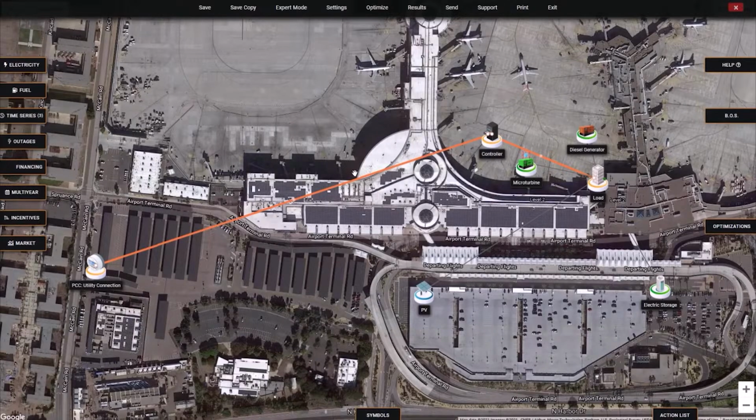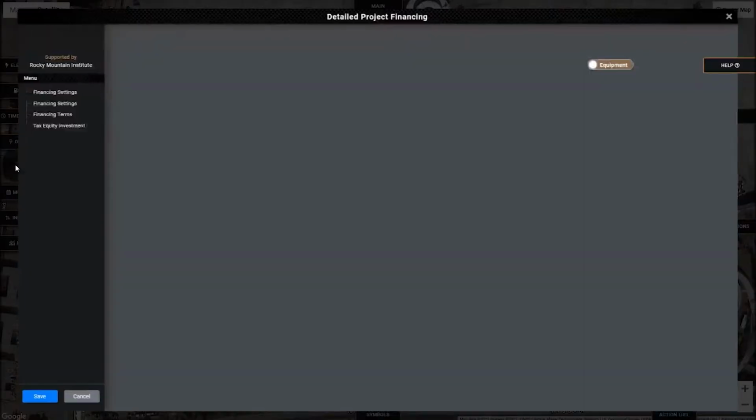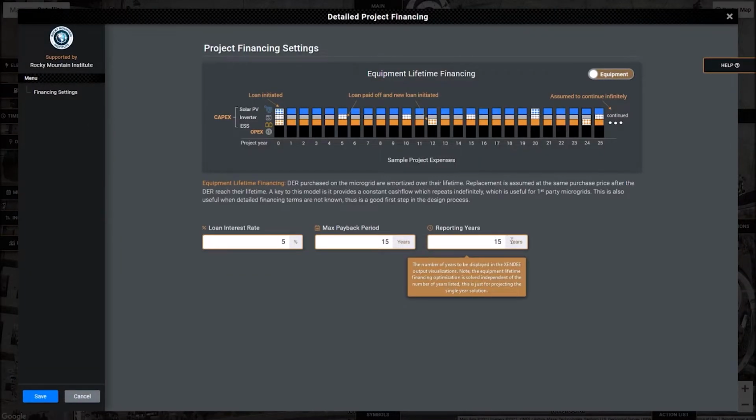What we're looking at now is Xendee's conceptual designer, which allows users to place technologies of interest directly on a satellite map of the actual site location. With a basic design of the microgrid laid out, all we'll need to do is change the reporting years in the financing tab to match the number of years in our multi-year analysis. This will allow Xendee to optimize financing and investment over the 15-year life of the project, taking into account changes over time and not just generate the best single-year solution.